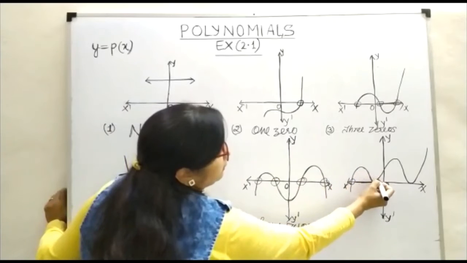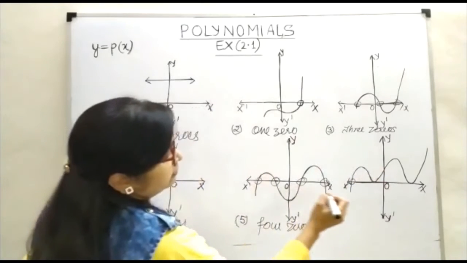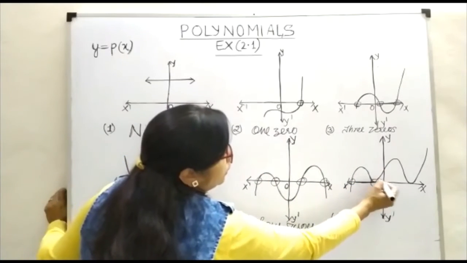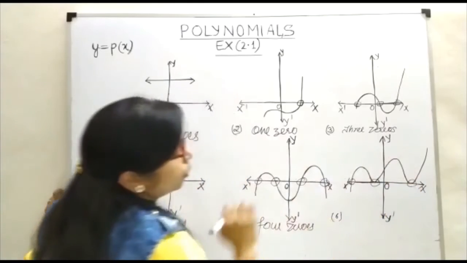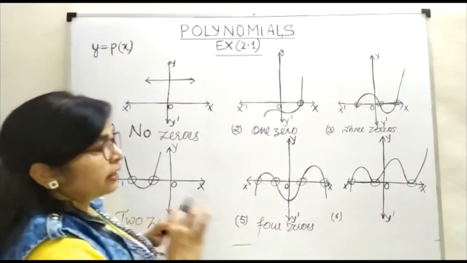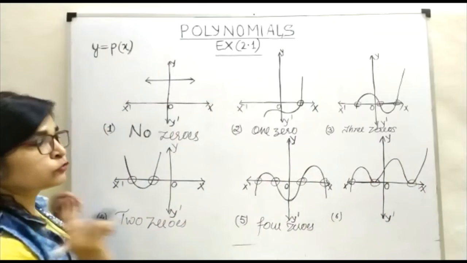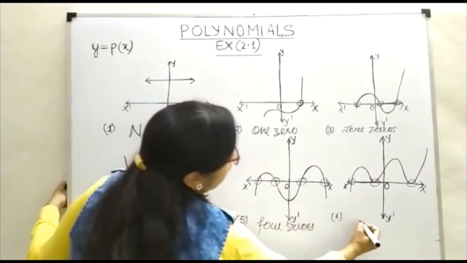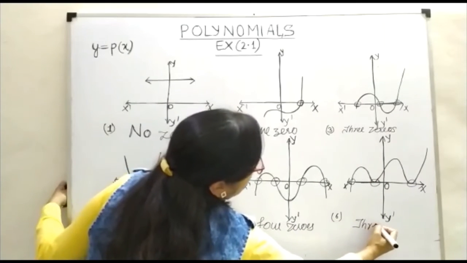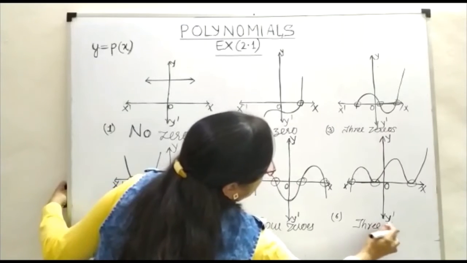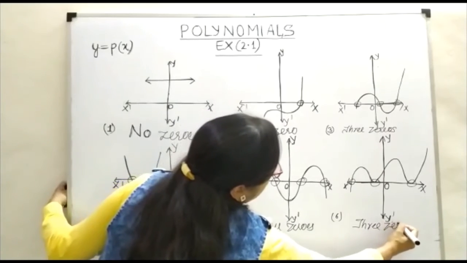You can see here the graph is touching the x-axis, so again this will be considered as only 1 point, and here also 1 point. When it is touching the x-axis, that means it is to be considered as 1 point. So here we will be having 3 points, 3 points, so you can write 3 zeros.